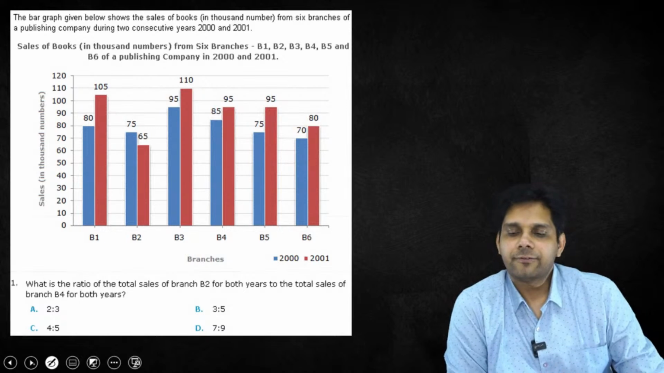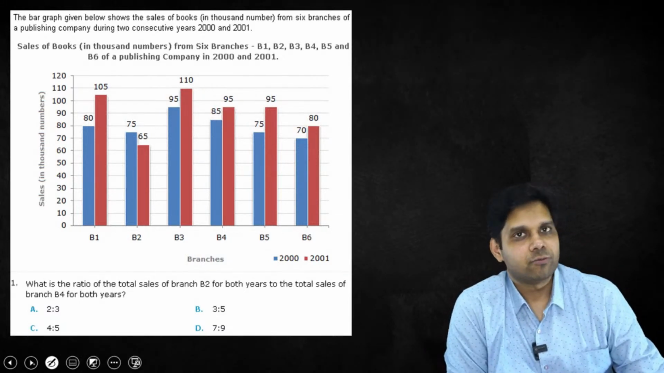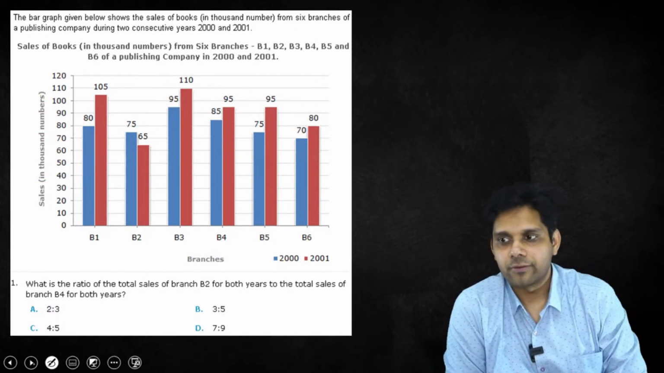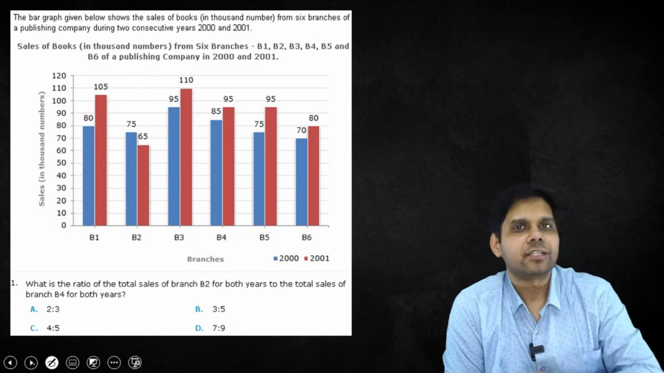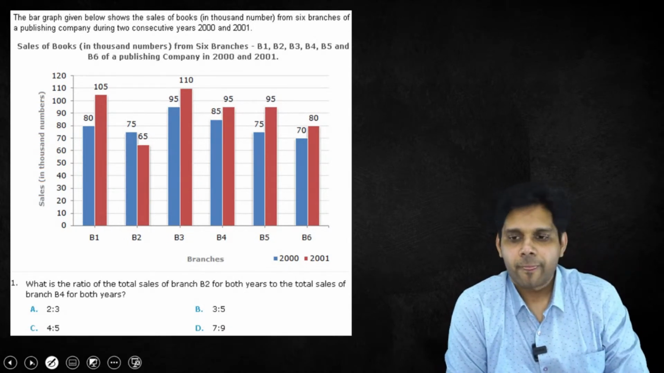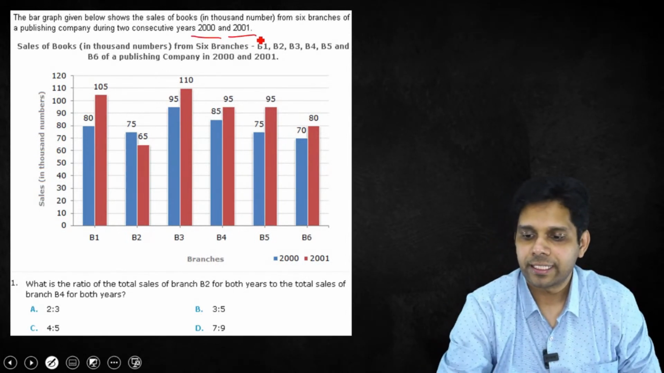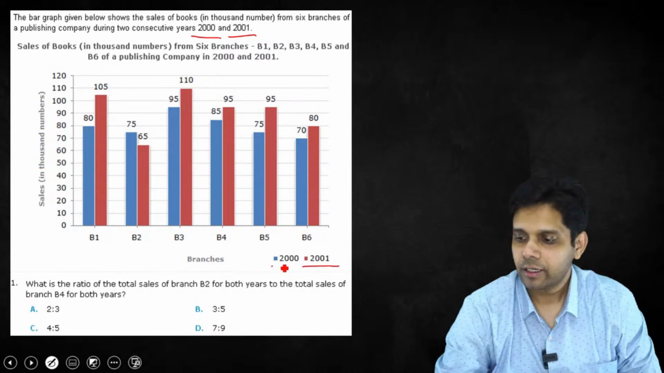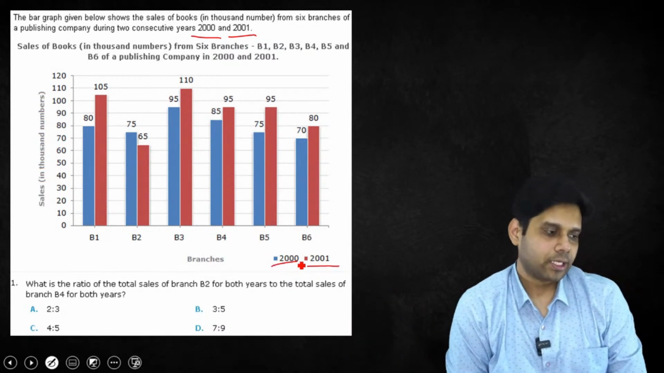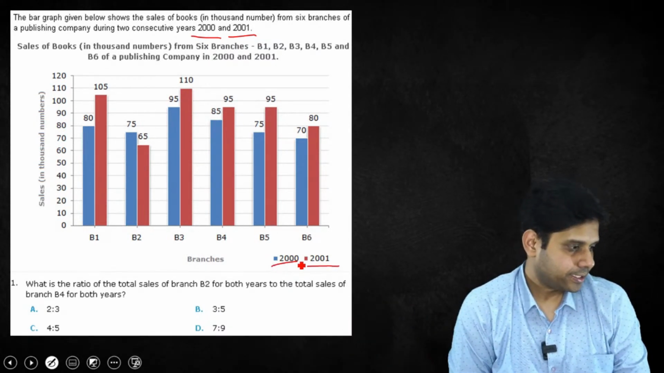A bar graph given below shows the sale of books. Some books have been sold from 6 branches of a publishing company, say any company, during 2 consecutive years, 2000 and 2001. So basically the red one is 2001, blue one is 2000. Okay, right?